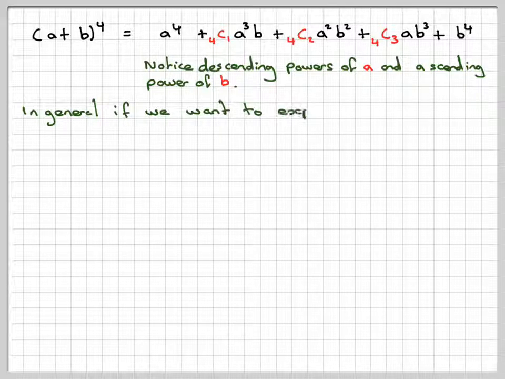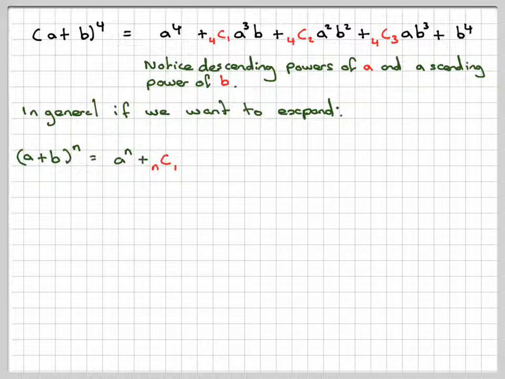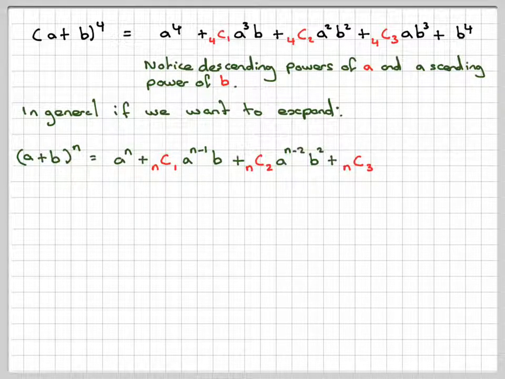So in general, if we wanted to expand something like (a plus b) to the n, this is what we want to do. We know the first term will be a to the n. The next term would be nC1, and the power of a will decrease by 1, so the power will now become n minus 1, and we introduce a b. The next one would be nC2, with one less power, so it becomes a to the n minus 2, b squared, plus nC3, a to the n minus 3, b cubed, etc. And we carry on until we get to b to the n.